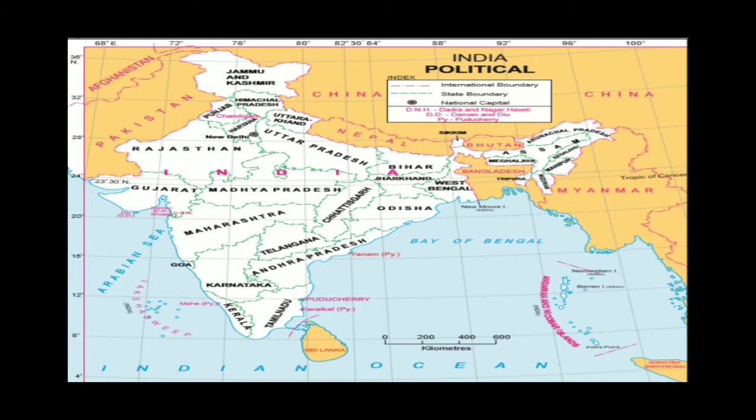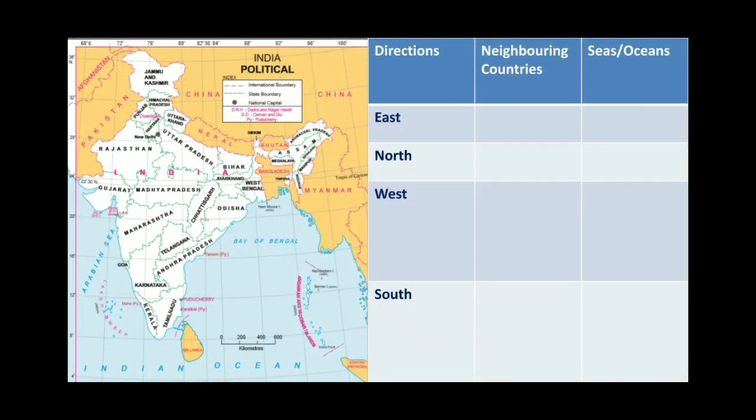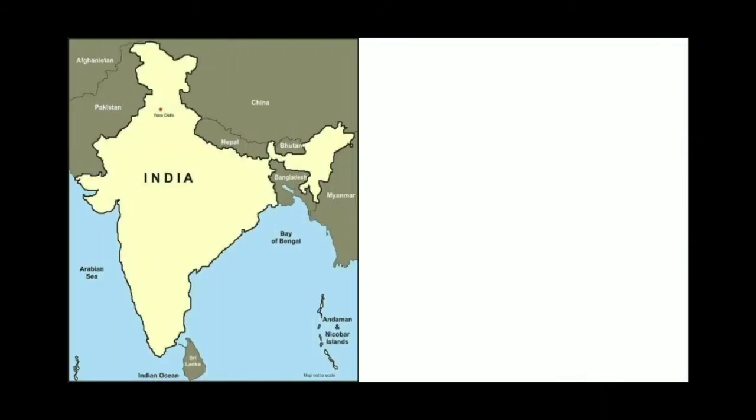Now by observing this figure or the map, you have to identify the countries and water bodies around India, and the table is given here for you to complete. So by taking a screenshot of this, you can later complete this. For example, if we talk about the direction, east: neighboring countries on the east side are Myanmar, Bangladesh and Bay of Bengal. Like this you have to complete about north, west and south.